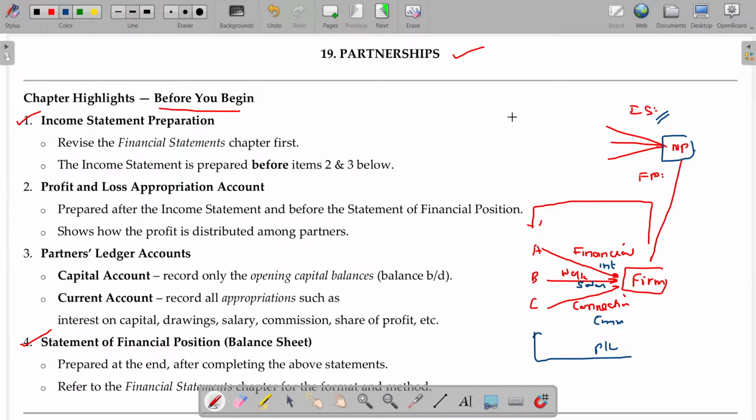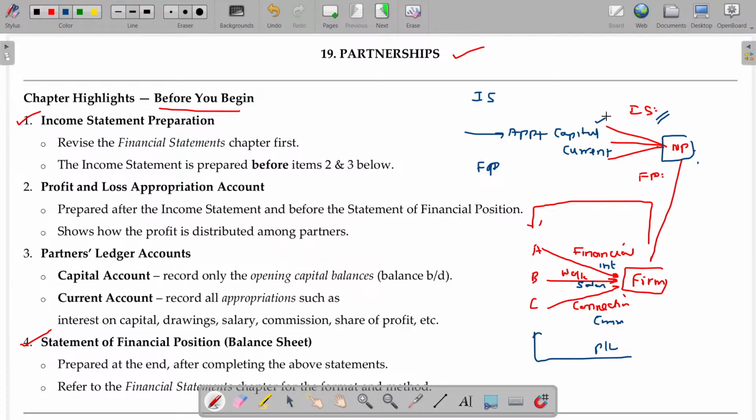So in the case of a partnership firm, between the income statement and the financial position statement, we need to prepare how the profit is shared among the three partners, which is called P&L appropriation. Not only that, after appropriating, those amounts will be added to the concerned partner's capital account. That will be prepared separately in the capital account, along with the current account.